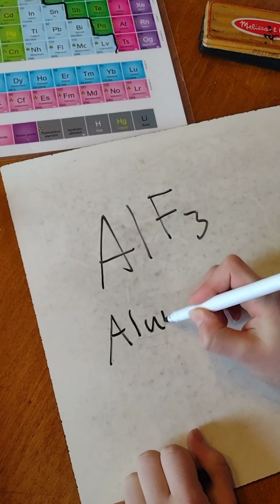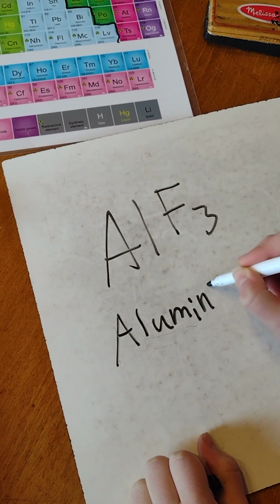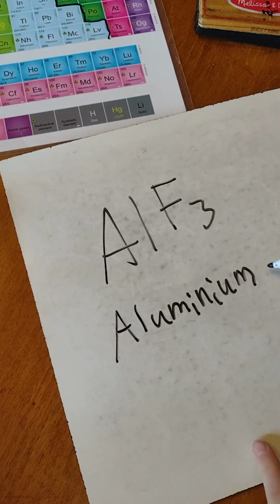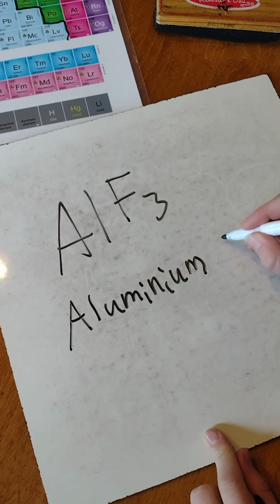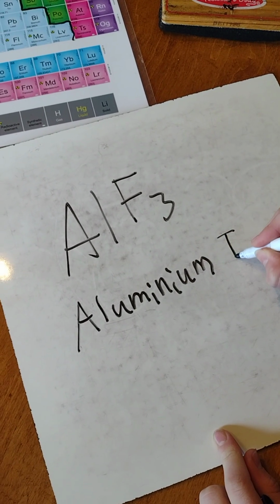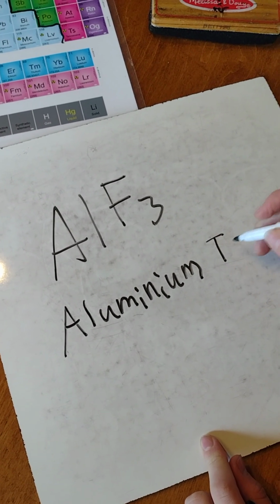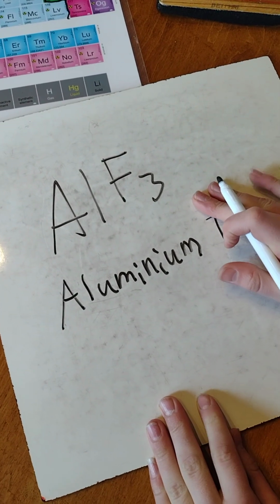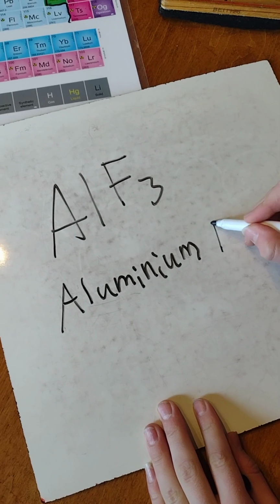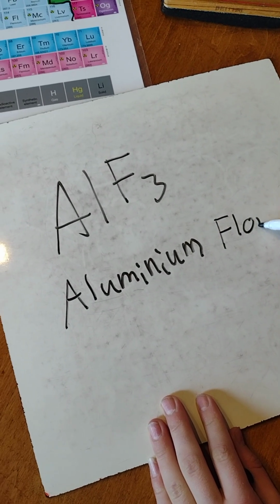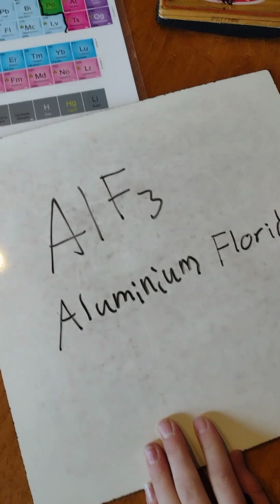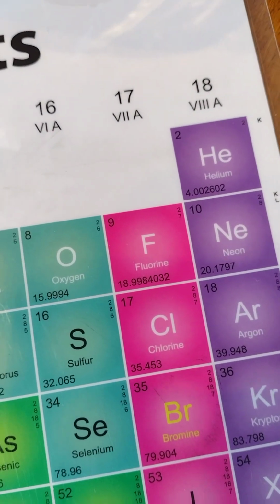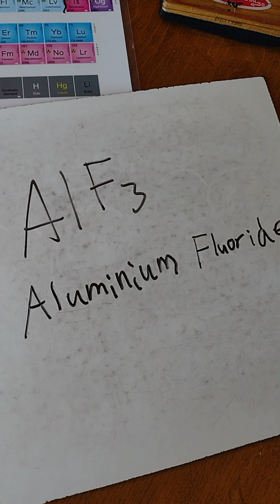So you're going to name it with just the name of the cation first. And then for the second one, there's no prefixes for ionic compounds. So you just write fluor, but it's not fluorine anymore. It's fluor. Drop the ending and add "ide." Fluoride. Fluoride is a funny spelling. It's spelled with a U. Aluminum fluoride.